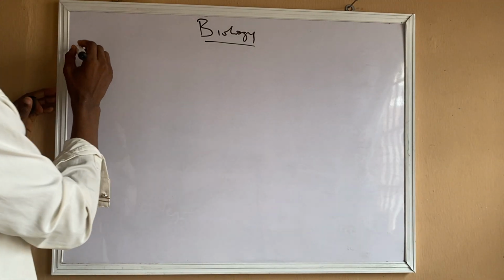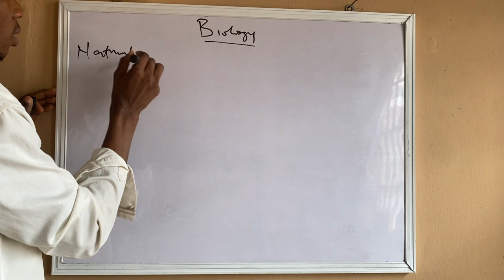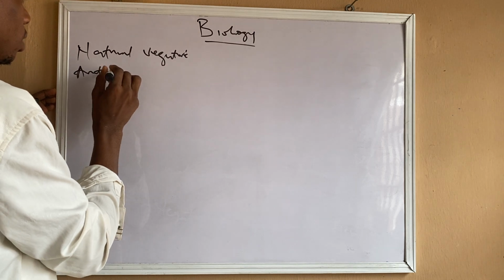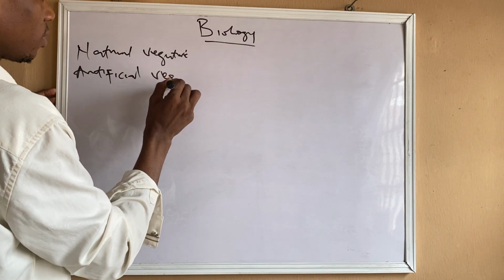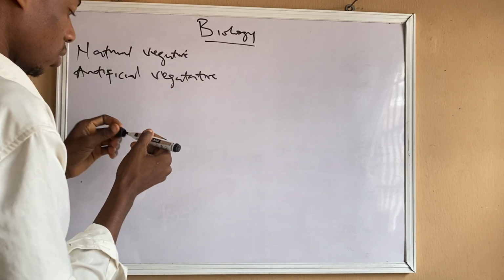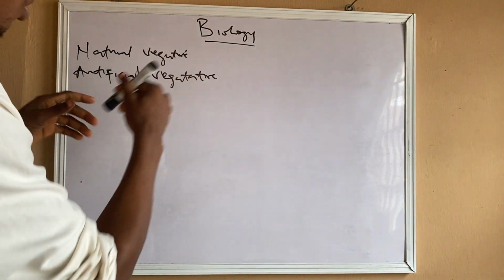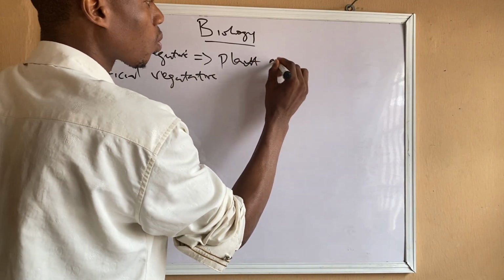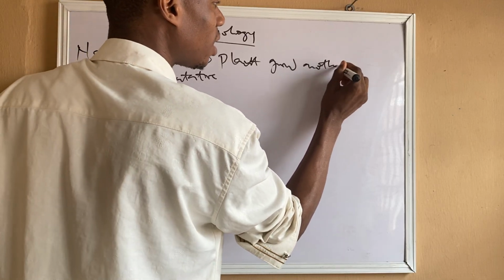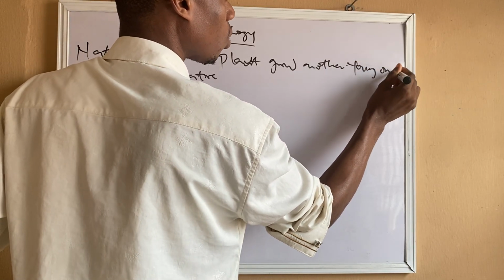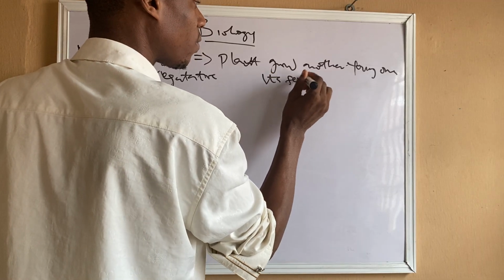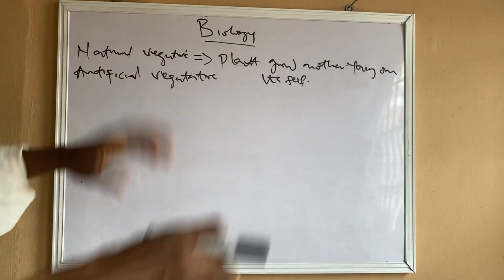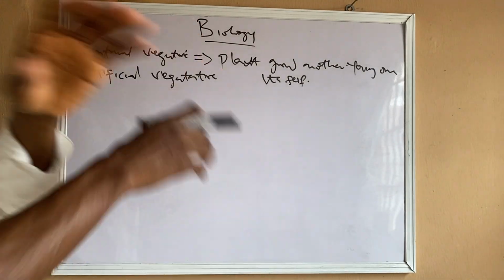Now let's say natural vegetative and artificial vegetative. Good. When I say natural vegetative, the plant was the one that grew other young ones itself, without anybody touching it. It is just that plant that grows other young ones itself.